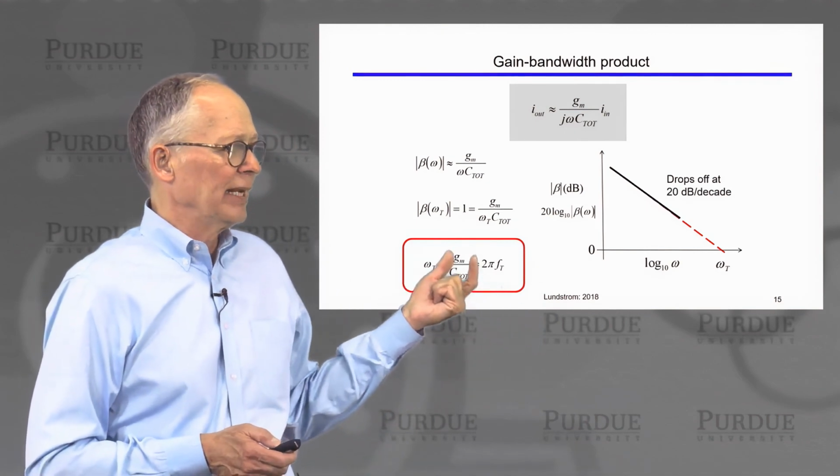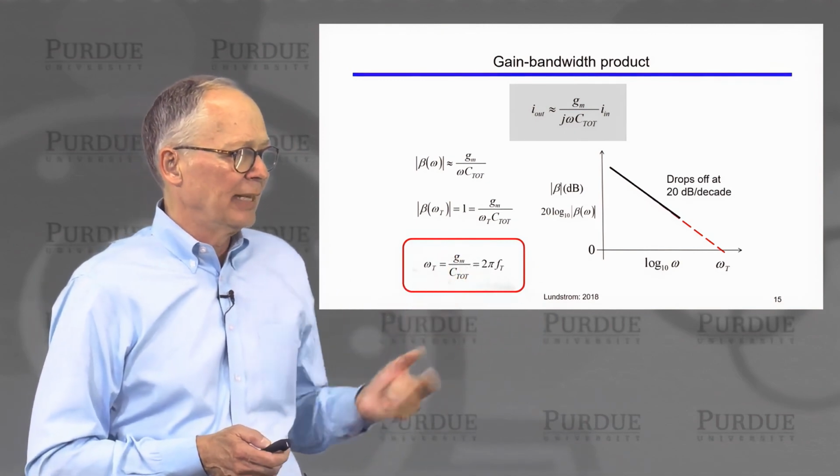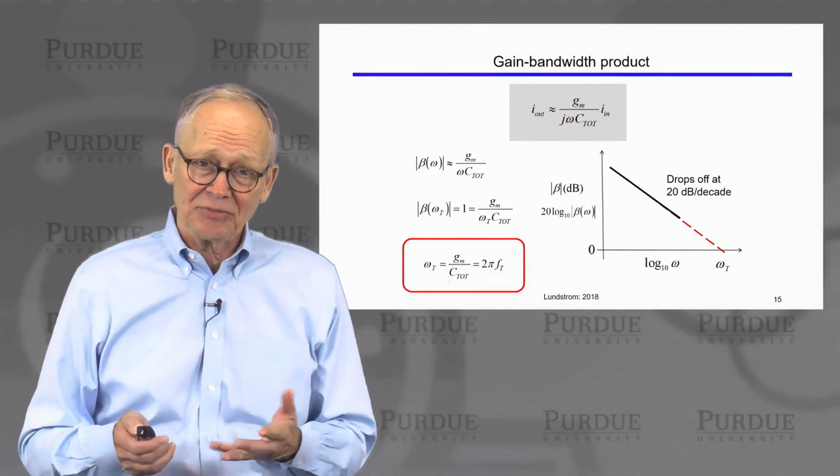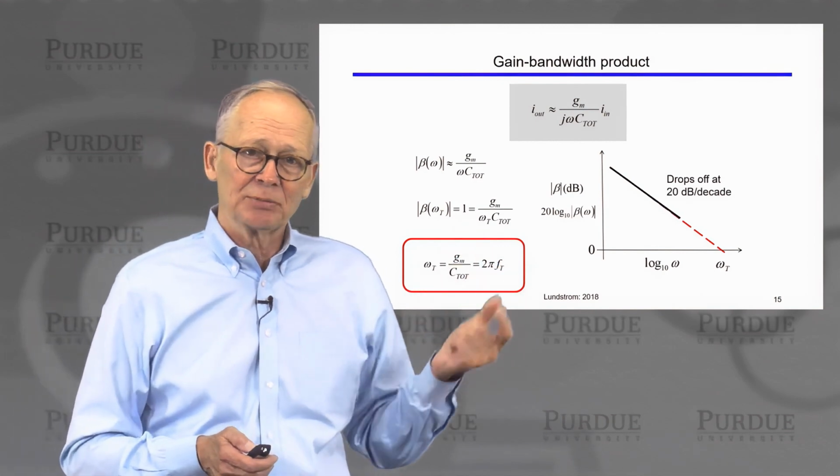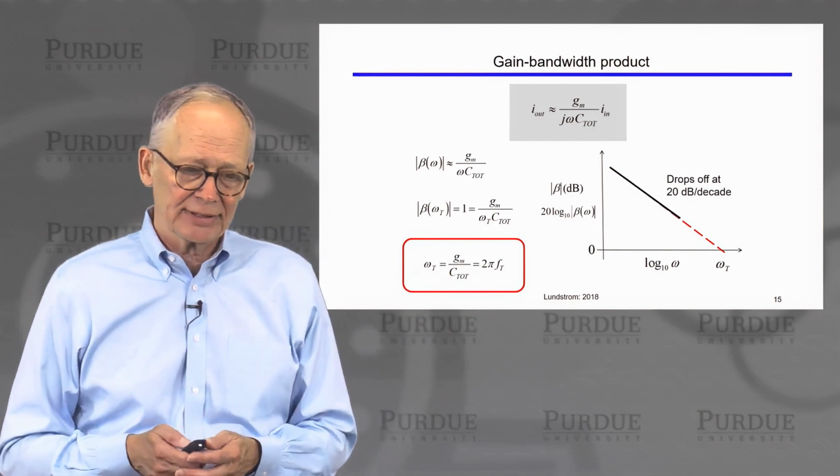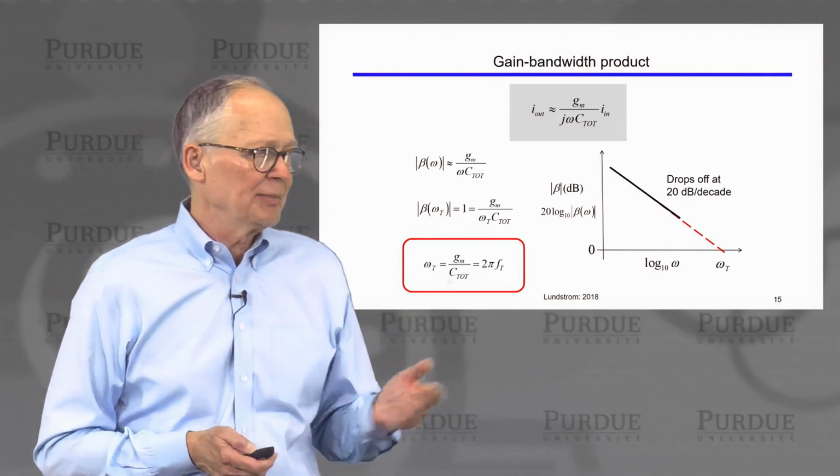So we've deduced that omega t is G sub M divided by C total. That's 2 pi times F sub t. Omega is in radians per second. F is in hertz or inverse seconds. It's sort of easy to remember.